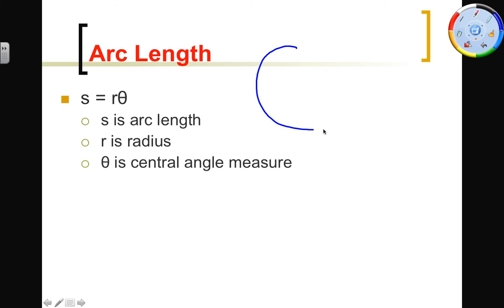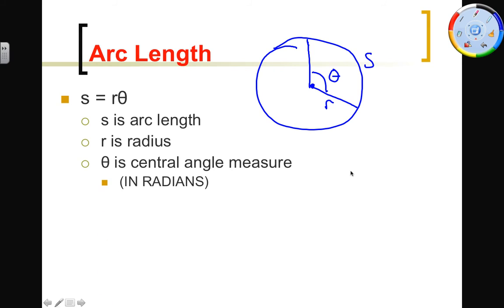So we can look at a circle, and let's say we had some radius, and I wanted to know how long is this arc. That's why it's called arc length. This arc is S, and this angle is theta. And it doesn't matter the length of R. We can figure out the length of S. Here's a big thing, though. This formula, the way it's written, is for radians. If you want degrees, you need to convert to radians.